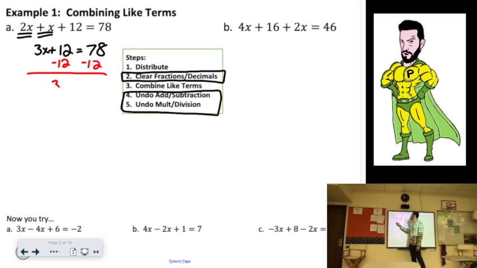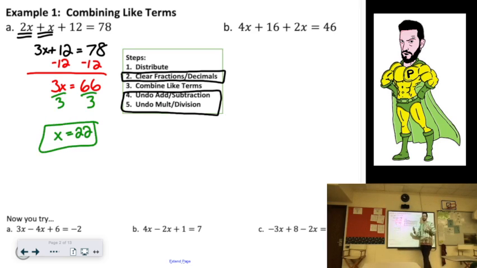So we'll have 3x equals 78 minus 12 is 66. Now 3x means 3 times x, so to cancel that out we would divide both sides by 3, and 66 divided by 3 is 22. X equals 22. Now, it's okay if your answers don't come out to whole numbers. That's fine. Not every problem comes out to a whole answer. That one did. Great. But don't freak out if it doesn't.